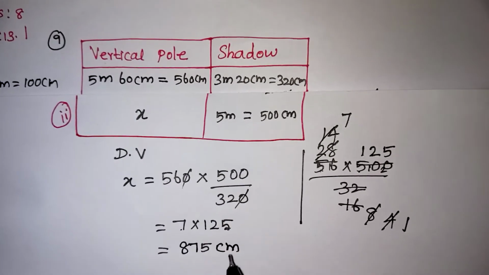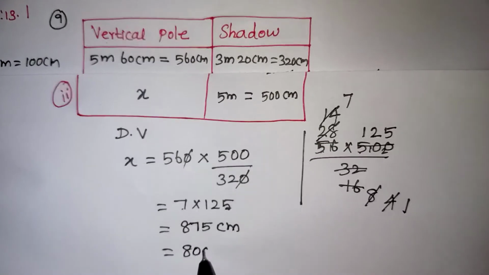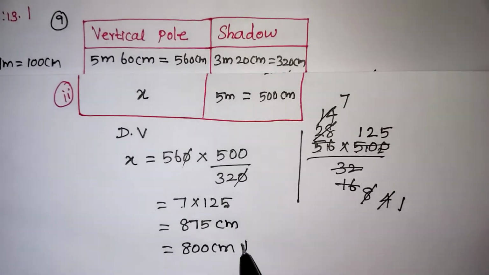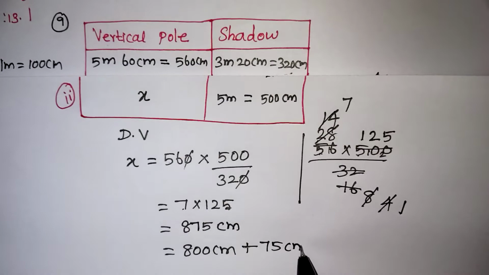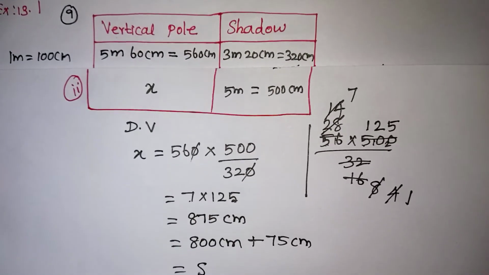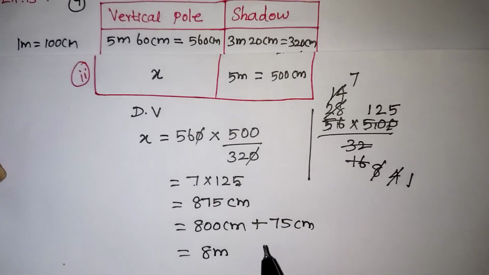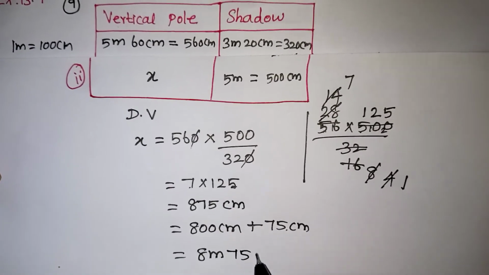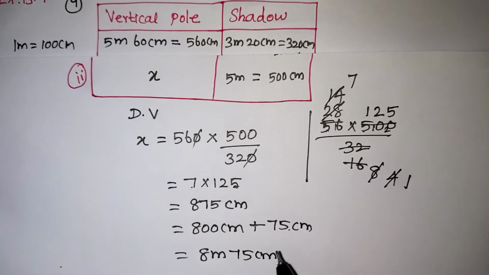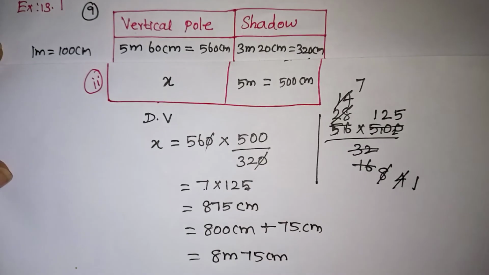So this is in centimeter, 875 centimeter. Now 875 centimeter can be written as 800 centimeter plus 75 centimeter. Like this we can split it. Why are we splitting? Because 800 centimeter is nothing but 8 meters. Because 8 meter only will be written as 800. So this is 8 meter and 75 centimeter. That should be the length of the vertical pole which will cast the shadow of 500 centimeter.